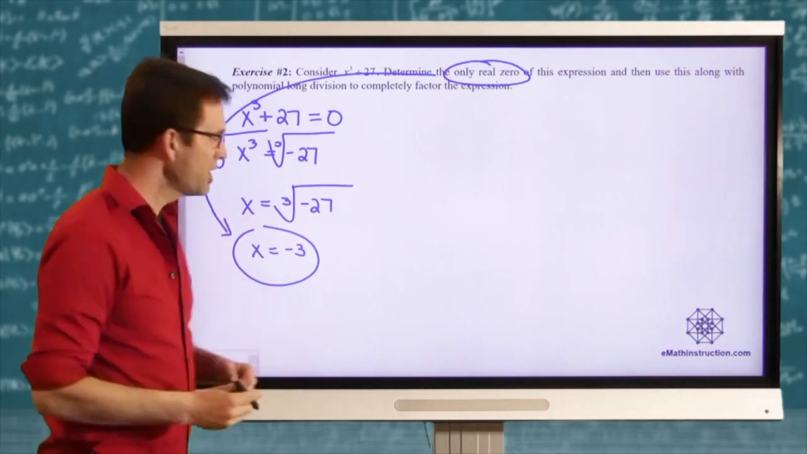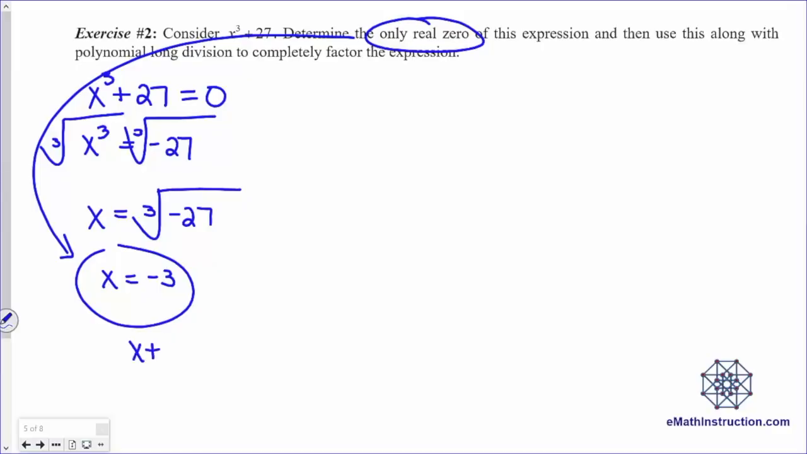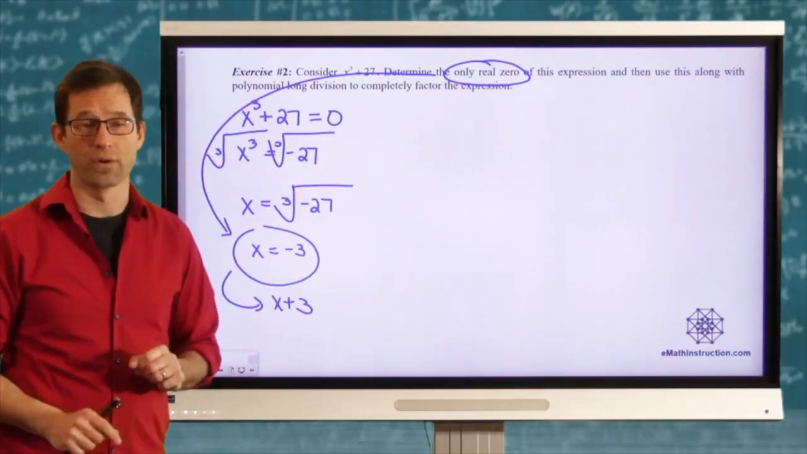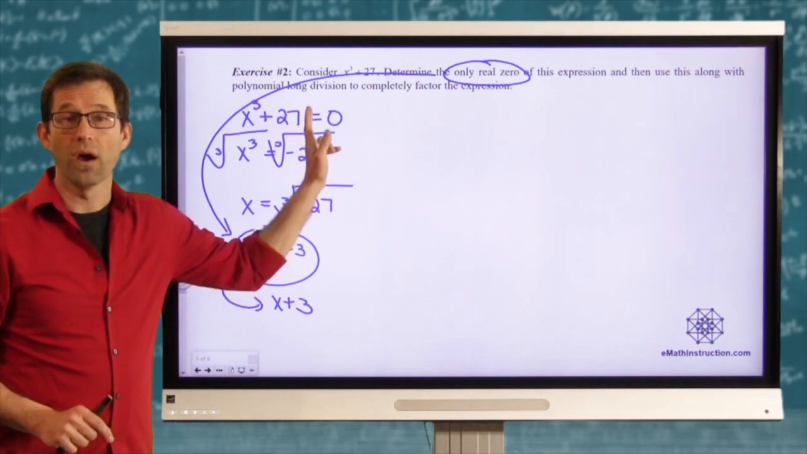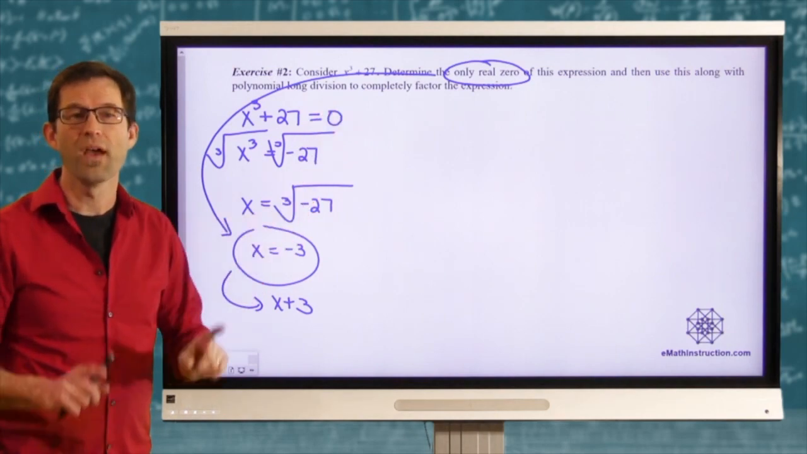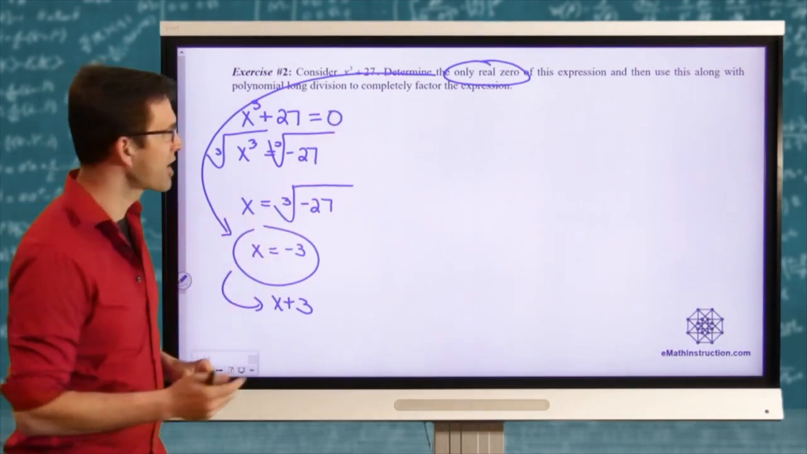Well, it should be x plus 3, right? So this should be the only factor. Well, not the only factor, but it's got to be a factor of x cubed plus 27. Now let's figure out the quadratic factor.